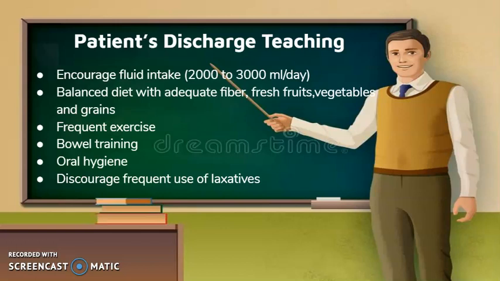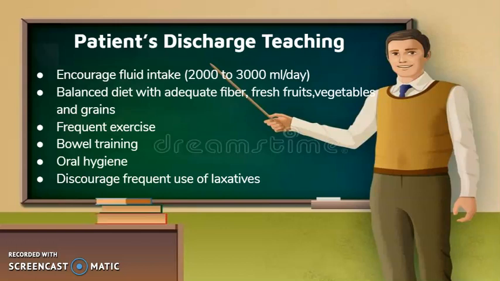Patient's discharge teaching. As nurses, we need to encourage the patient to take more fluids, about 2,000 to 3,000 ml per day. Also, we need to encourage a balanced diet with adequate fiber, fresh fruits, vegetables, and grains. A gradual increase in fiber is recommended to prevent abdominal discomfort, and the recommendation for fiber intake is 20 grams per day.